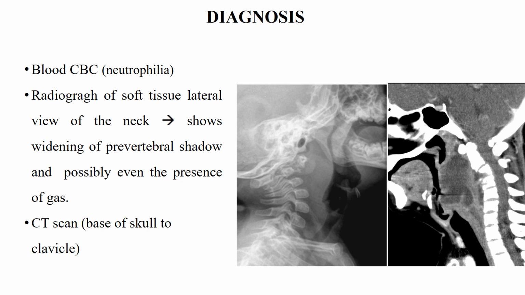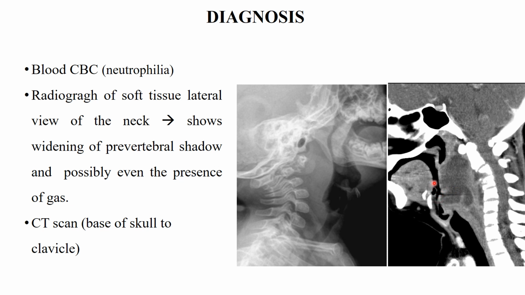To diagnose retropharyngeal abscess, blood CBC will be done, which will show neutrophilia. Then radiography of the neck, X-ray soft tissue neck lateral view, will show a bulge in the soft tissue area of the neck. The airway is compromised here and becomes very narrow, giving rise to breathing difficulty. This is the picture of a CT scan, which is showing the abscess in the posterior pharyngeal wall in the retropharyngeal area, and the airway is narrowed.